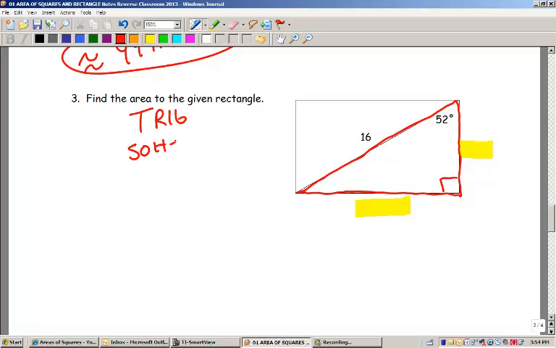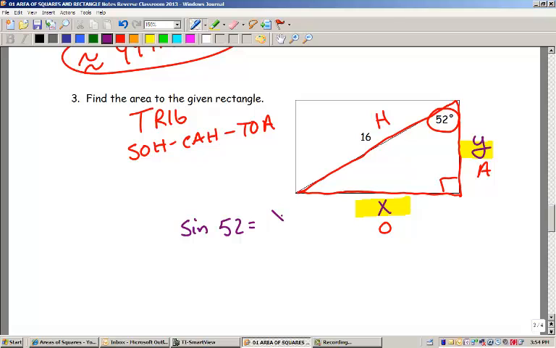So we need to remember the word SOHCAHTOA. So what we did is we circled this angle and we labeled opposite, hypotenuse, adjacent. So what we're looking for is this piece I will call X and this piece I will call Y. So let's try to find X first. If we're trying to find X, which is the opposite, we are given the hypotenuse, so that would be the SO. So I have sine of 52 degrees is equal to your opposite side over your hypotenuse.